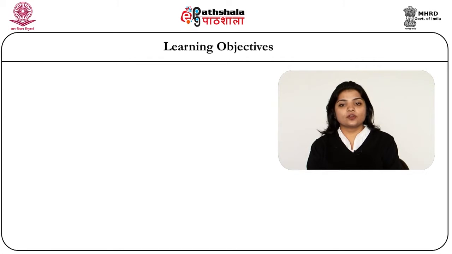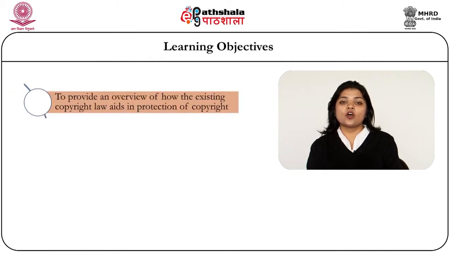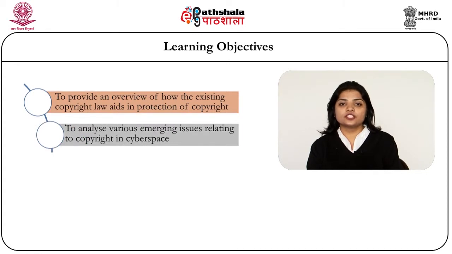Now, coming to the objective of the course. The main objective of the course is to provide an overview of how the existing copyright law aids in protection of copyright, and we will also analyze a few of the issues that are in relation to copyright in the cyberspace. Well, there are lots and lots of issues that are evolving and emerging. Every day there would be one or the other issue with respect to copyright and cyberspace. However, in this module, we will be touching only a few of the issues which are very important and have gained importance over the last few years.